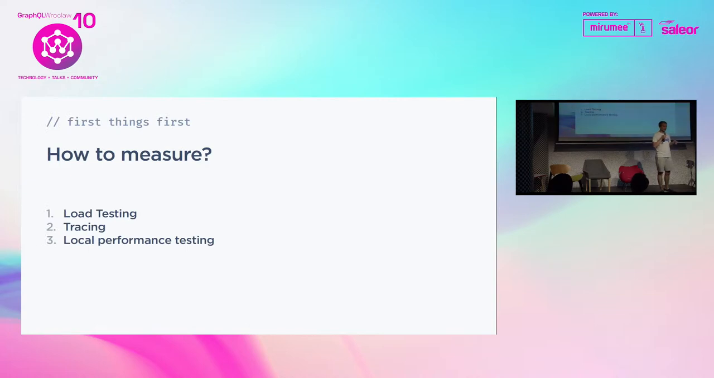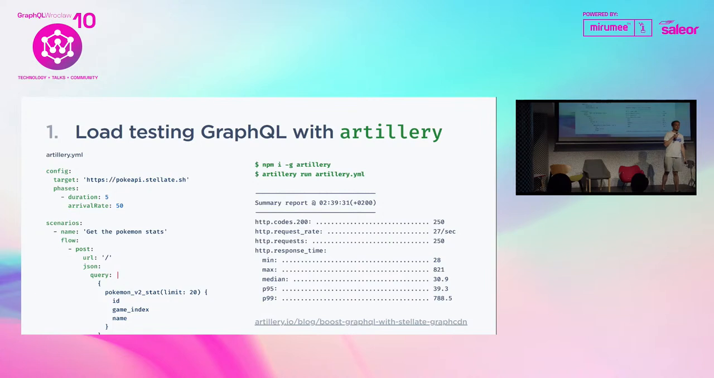So how can we measure? We'll go into load testing, tracing, and performance testing. So for load testing, a nice tool is Artillery. You can install it as an NPM package, and they have a YAML syntax, and you can fairly easily write GraphQL tests here. We're sending a Pokemon query, for example. So you get these nice reports, and you know how your system works under load, can run it locally, but also in the cloud.